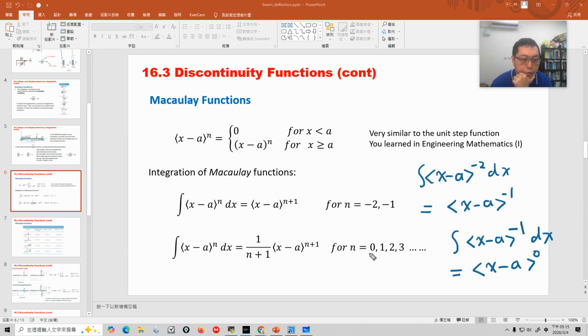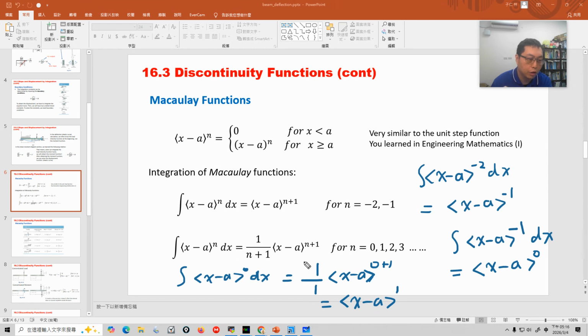When your n is equal to 0, 1, 2, 3, the rule is somewhat different. For example, the integral of x minus a to the power 0 dx is equal to x minus a to the power 0 plus 1, which is 1, over 1. That is just equal to x minus a to the power 1. You see, this rule is very similar to what you learned in the calculus class, the integration rule for the polynomial. It is exactly the same when your n is 0, 1, 2, 3.